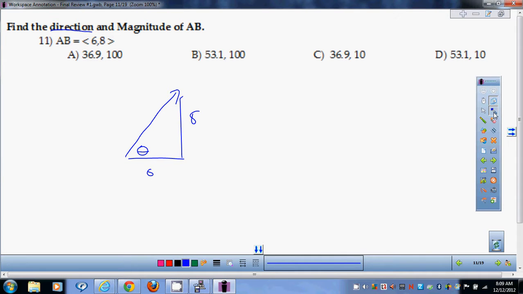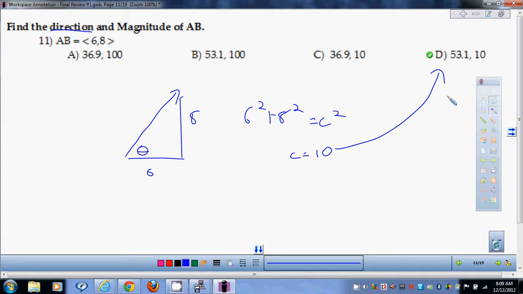What's the magnitude of this vector? How did you get 10? Well, that's true, but how do you actually find the magnitude? Yeah, just Pythagorean theorem. A squared plus B squared equals C squared, and you would find that C equals 10. Yes, that's the component form of a vector.